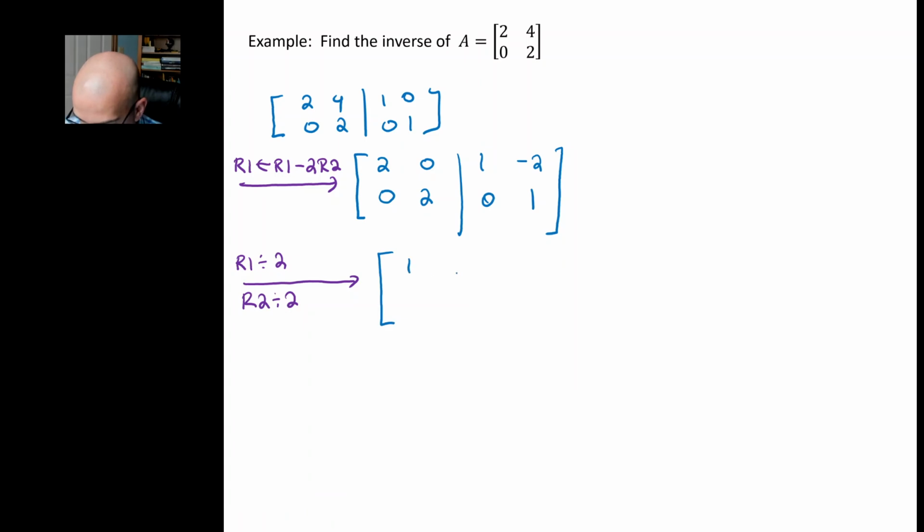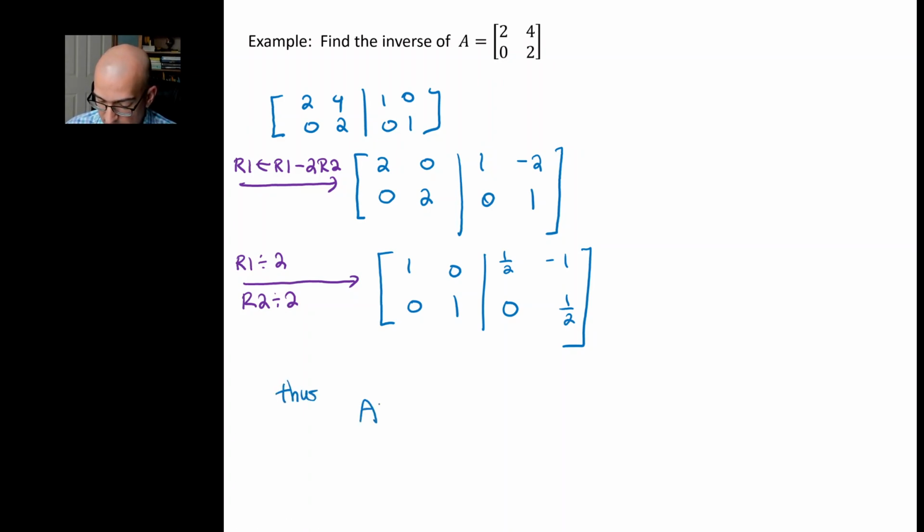And we have 1, 0, 1 half, minus 1, 0, 1, 0, 1 half. Now the final step, thus we can state with some confidence that A inverse is equal to 1 half, negative 1, 0, positive 1 half. Did I mess something up? No. Okay.